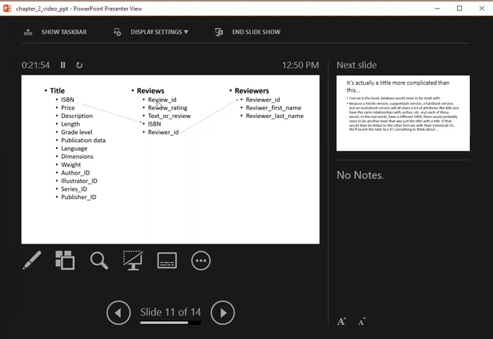If I'm reading a review right now, if I rated something at a 4 and I said something about that book, I can tie it back to the book and all of its attributes, and I can tie this review that was submitted to the actual information about the reviewer.